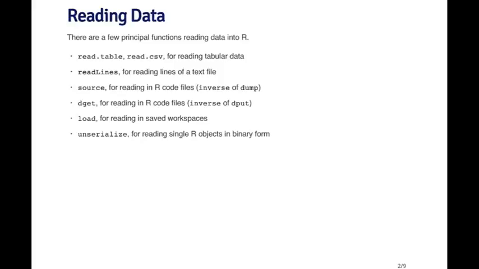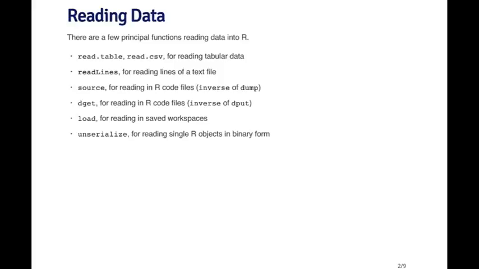The function readLines is for reading lines of a text file, and this can read any type of file really. It just gives you the text in it as a character vector in R. The source function is important for reading R code. If you have R code, for example functions, written to a file, the source function will read all that code into R.